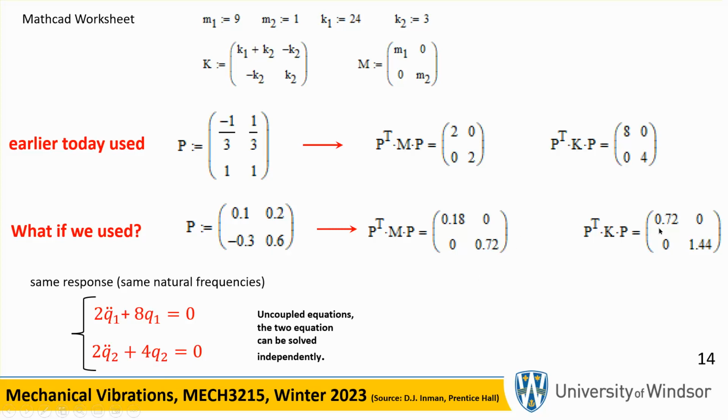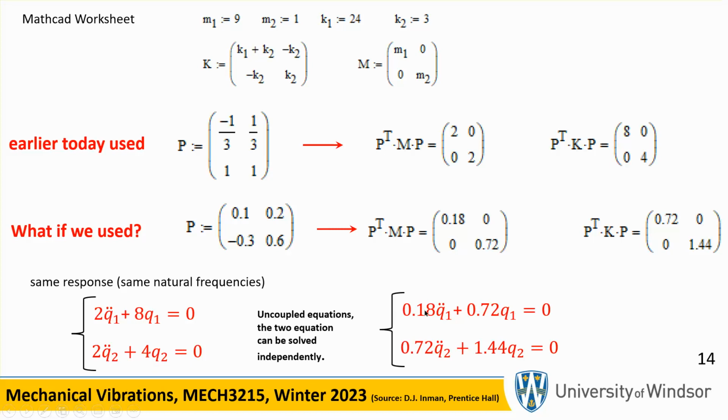And what if we did this? Well, it's going to be 0.18 Q1 double dot plus 0.72 Q1 equal to 0, and 0.072 Q2 double dot plus 1.44 Q2 equal to 0. Please write it down. This is what we get. And aren't these the same?